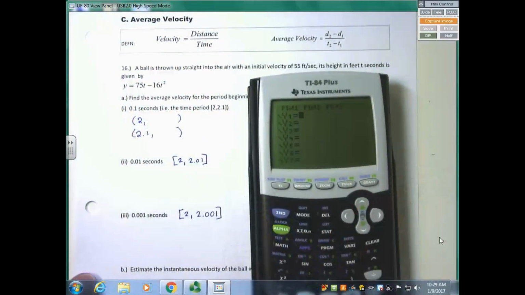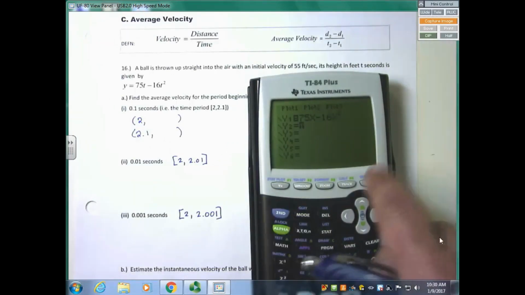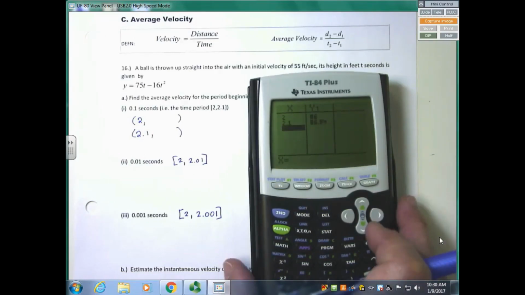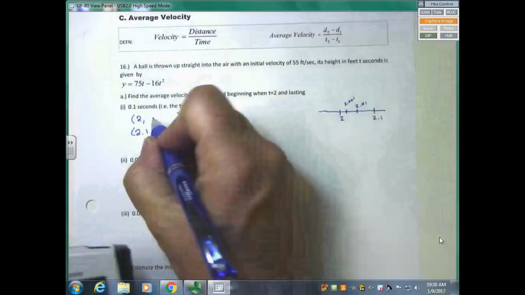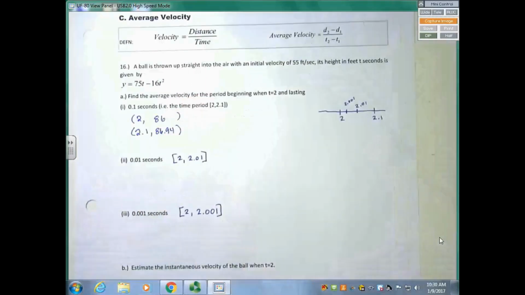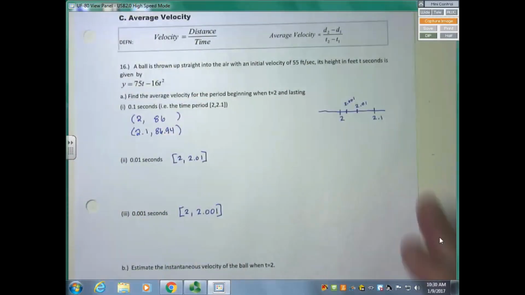All right. So we're going to do 75x minus 16x squared. Now I'm going to go to my table and clear out those guys. I'm going to put in 2 and 2.1. So I got 86 and 86.94. Because remember, we're just doing slope, and I need the x and the y values.